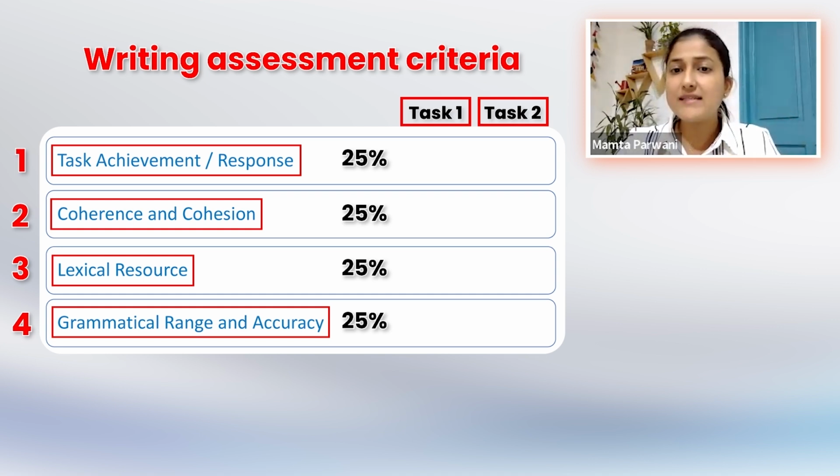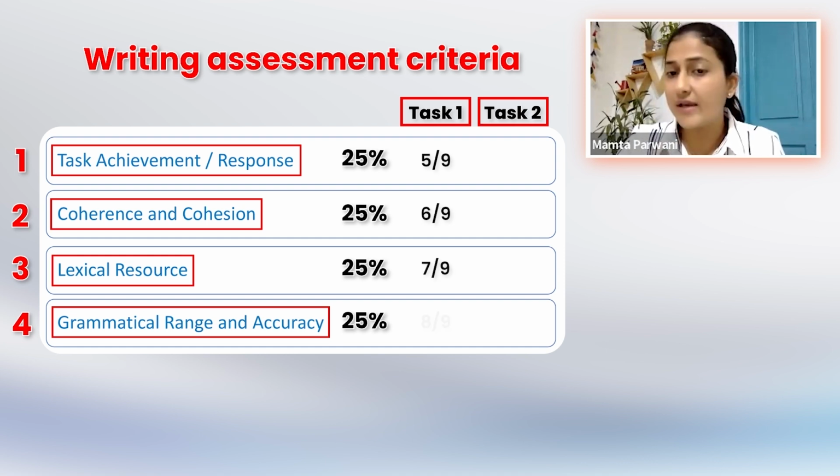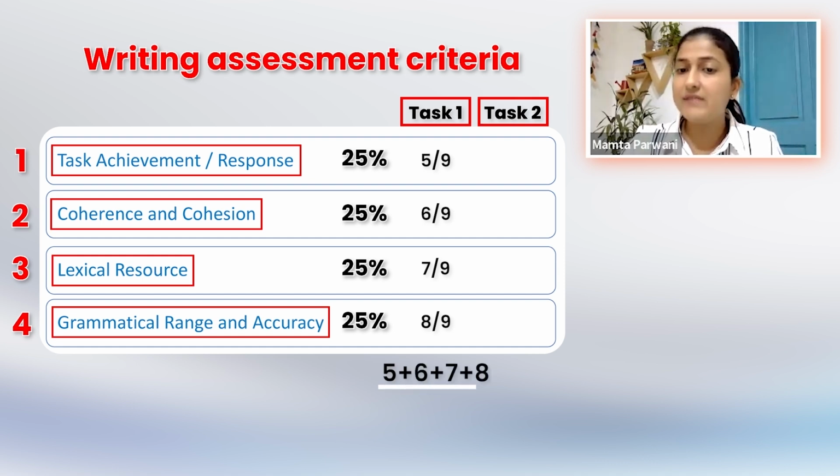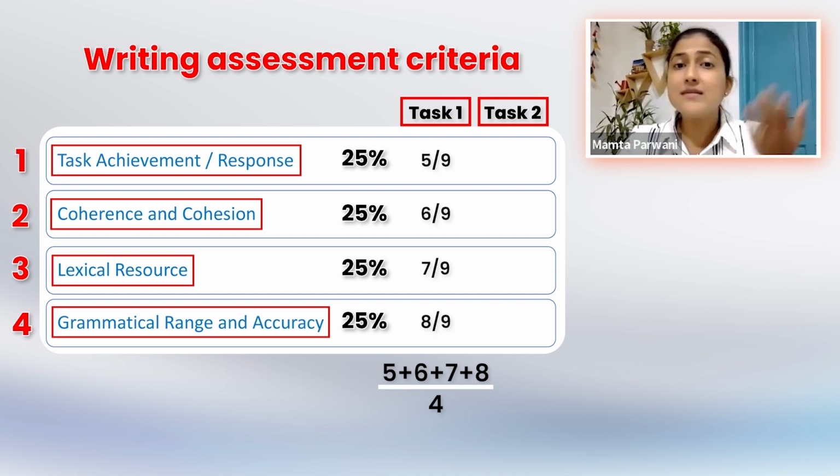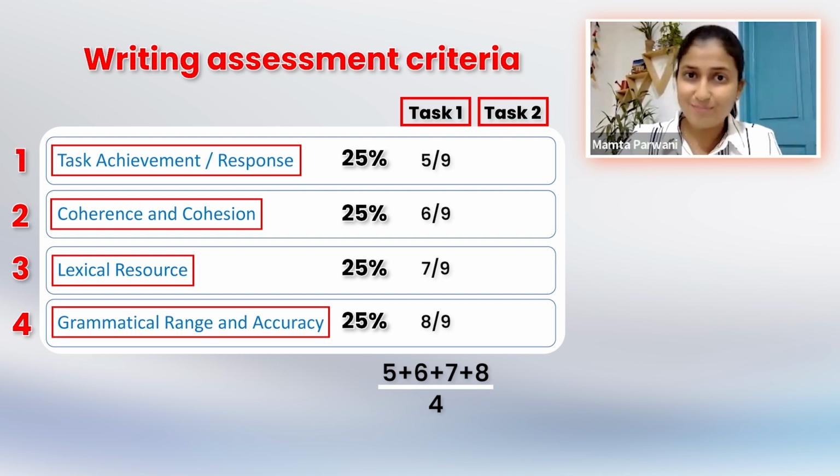Look at this. So for example, in task achievement for task 1, you get, let's say, 5. In coherence and cohesion, you get 6 out of 9. In lexical resource, you get 7 out of 9. And in grammatical range and accuracy, you get 8 out of 9. So what would be the average? How would they calculate the score of task 1? Again, 5 plus 6 plus 7 plus 8 divided by 4. Why? Because each criterion has equal weightage. Correct? So equal weightage means average. So your score for task 1 would be 6.5 out of 9.